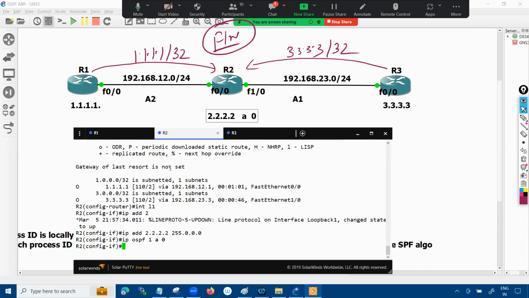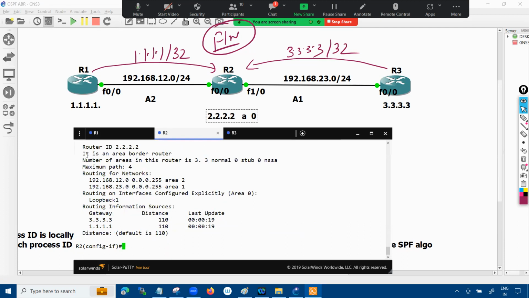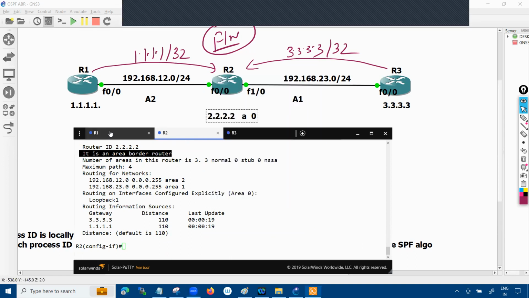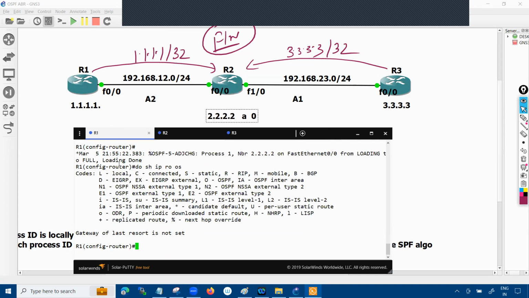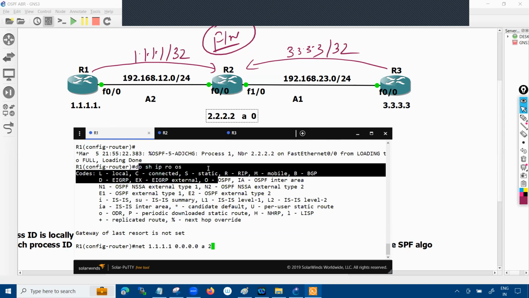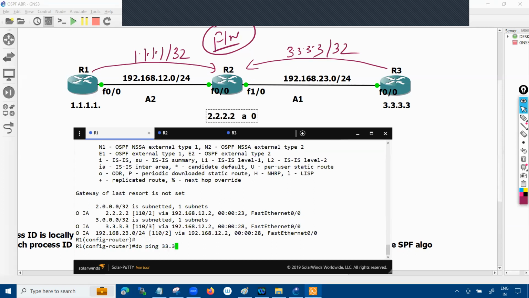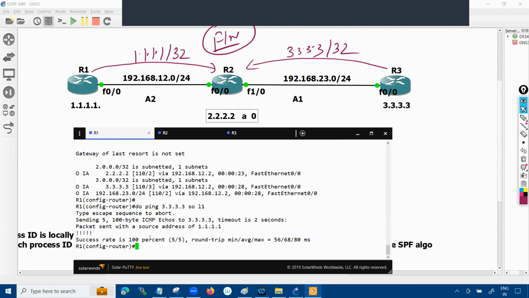And now what happened? If you do show IP protocol again, it behaves like an ABR. Previously, it was not an ABR. Now it behaves like one. Yes, you can ping. Now if you go on router number 1, previously the route was not there, but now we have it. It's an OIA route, because this route is coming from a different area. I can ping 3.3.3.3, or I can use the source loopback number of it.